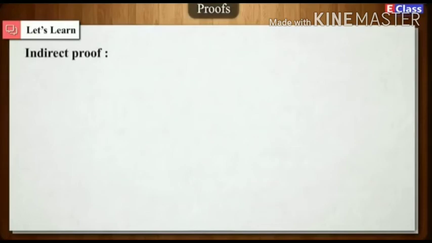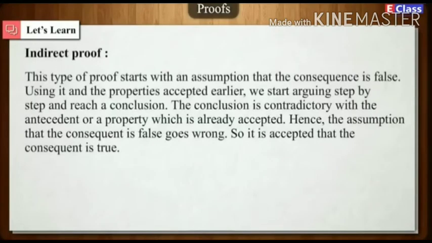Indirect proof. This type of proof starts with an assumption that the consequent is false. Using it and the properties accepted earlier, we start arguing step by step and reach a conclusion. The conclusion is contradictory with the antecedent or a property which is already accepted. Hence, the assumption that the consequent is false goes wrong. So, it is accepted that the consequent is true.